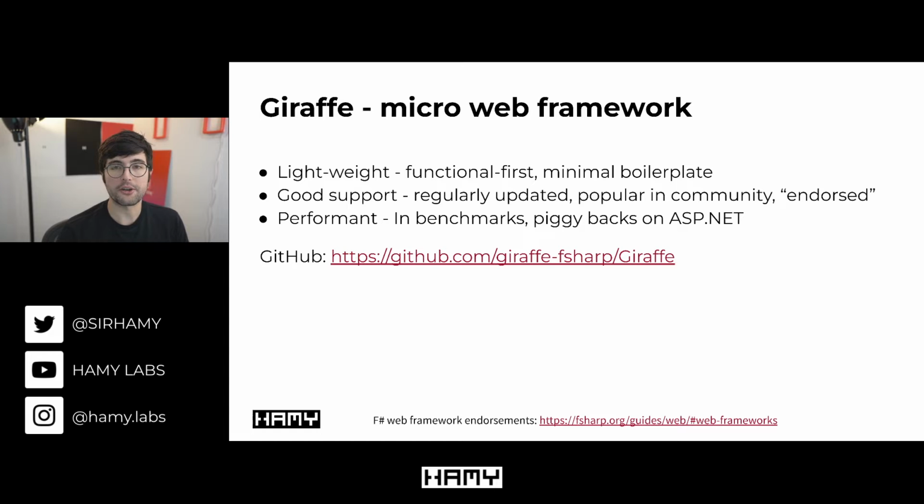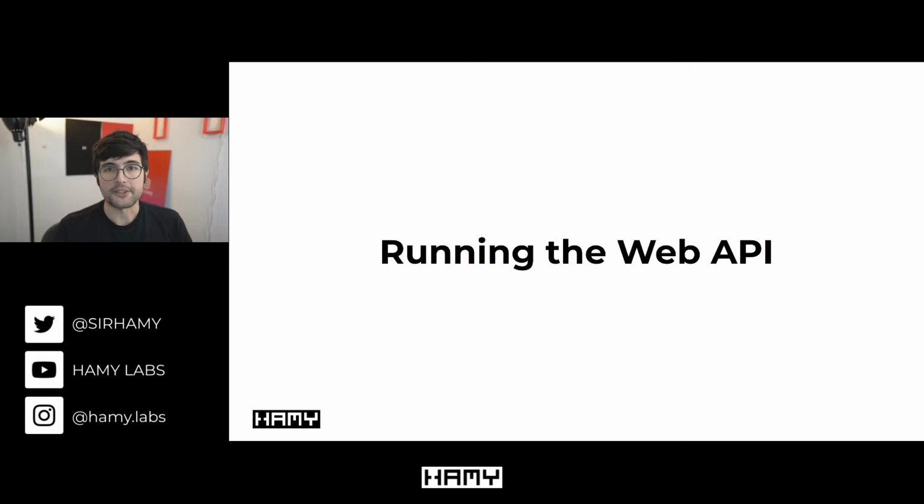If you want to check out the code and look at the documentation, it's here on GitHub. And if you're curious about what other web frameworks F# endorses, I have a link here at the bottom, and all of this will be in the description as well. Okay, so now that we know what kind of API we're going to be building and what we'll be building on top of, let's jump to running the API.